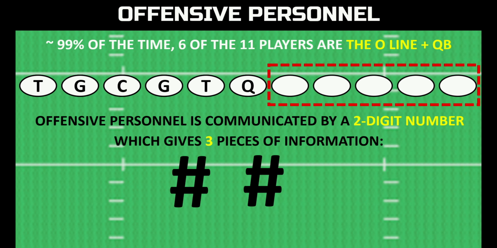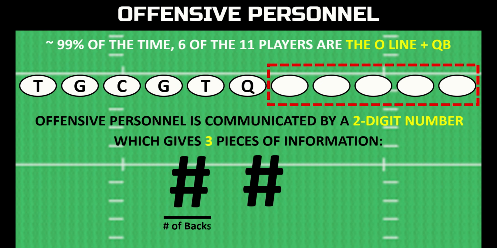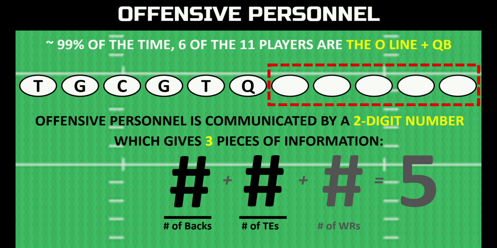The first digit tells us the amount of backs in the game, running backs, fullbacks. Okay, the second digit tells us the number of tight ends in the game. And the only other position group left is receivers. So that's the third unspoken piece of information in that 2-digit personnel number. The 3 numbers, backs, tight ends, and receivers, must add to 5 because that's how many skill position players are interchangeable outside of the offensive lineman and the quarterback.